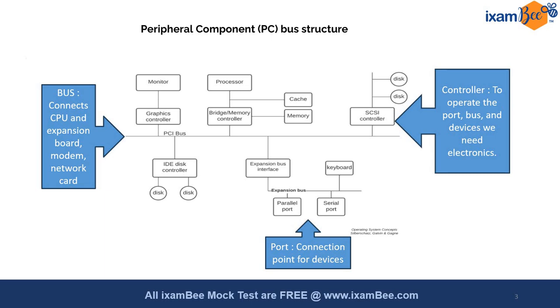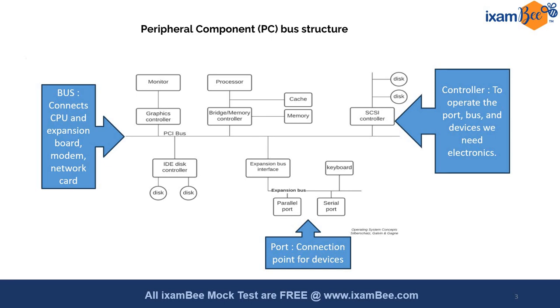Now, you can see there are different types of controllers: graphic controller, bridge controller, SCSI controller, IDE disk controller, expansion bus interfaces. There are different kinds of interfaces and controllers present in this diagram. What are these things? Controllers are basically used to operate the port, the bus, and the devices which we need, as electronics. Then the very next thing you can see is the port, the parallel port and the serial port. A port is basically the point where the connection of the devices happens. So this is the connection point for all the devices.